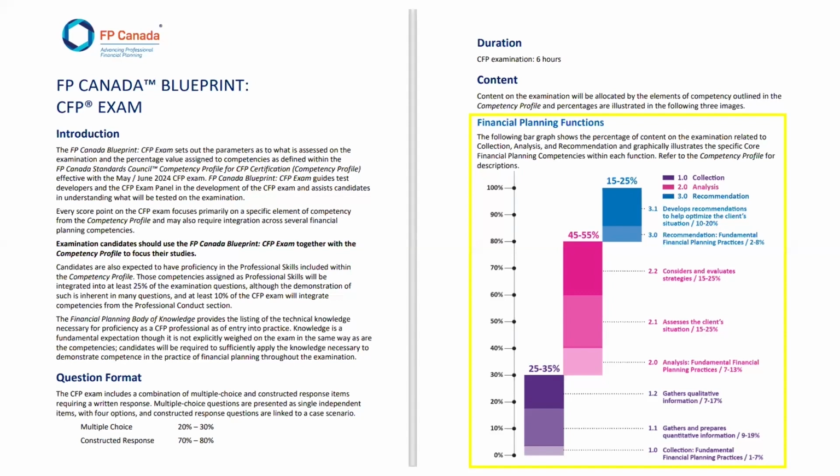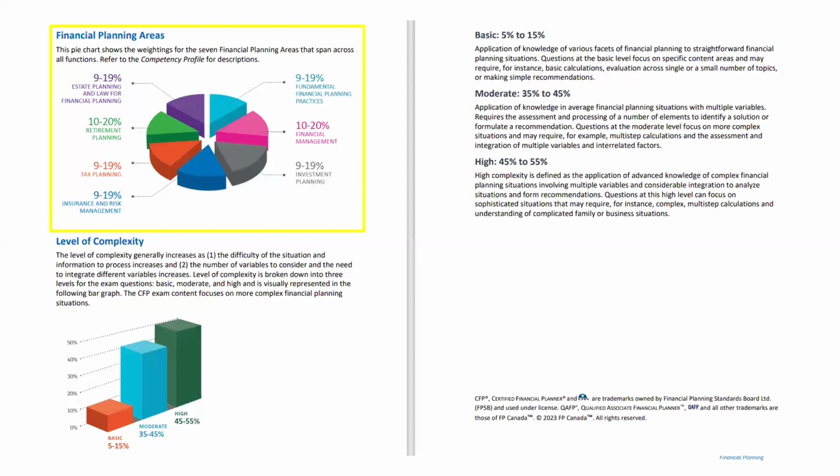Section A on this blueprint shows the weightings of the financial planning functions. There's a larger focus on the planning tasks involved with analysis and recommendation for the CFP exam. Section B shows the weightings of the financial planning areas and confirms that all financial planning component areas are tested, which emphasizes the importance of reviewing all topic areas when preparing to write the exam. And Section C shows the complexity weightings and confirms that there are more moderate and high complexity questions on the exam than basic complexity questions.